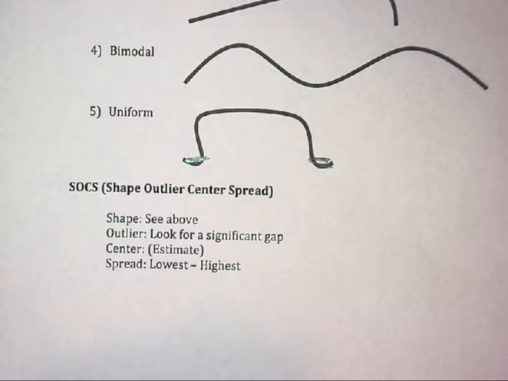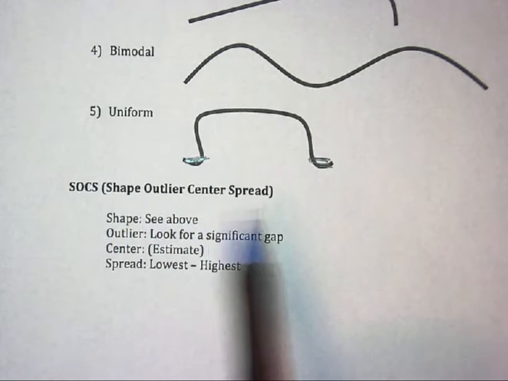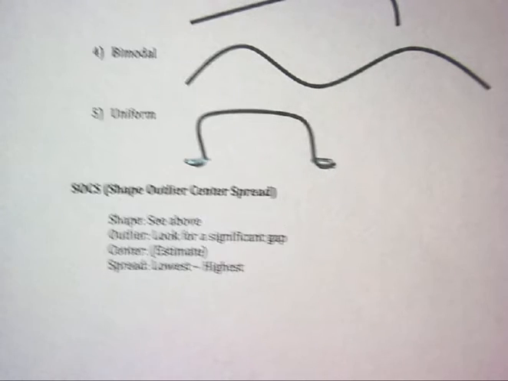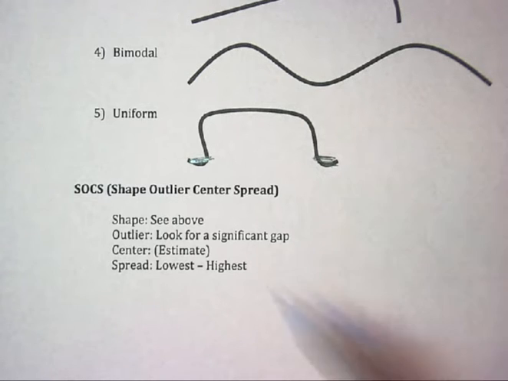The next thing we're going to look at is something we're going to call SOX. SOX stands for shape, outlier, center, and spread. For shape, that's what we were just talking about. Is it symmetric, skewed right, skewed left, bimodal, or uniform? An outlier, look for a significant gap in one piece of data versus the rest of the data that was collected. The center is just going to be an estimate for this. I'm not going to have you count to necessarily the middle, but you should have a pretty good idea where the middle is. And the spread is just the lowest value to the highest value. And we'll do an example of that, of the SOX, in just a minute.